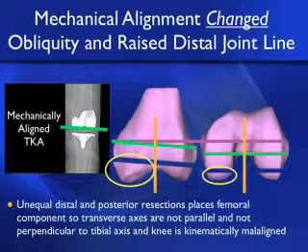So there's a perfect example of how unequal distal and posterior resections will place the femoral component so the transverse axis in the femur is not parallel to that of the femoral component and not perpendicular to the tibial axis, and the knee is kinematically malaligned, leading to either stiffness, loss of motion, or instability if a thinner liner is placed in order to regain motion.